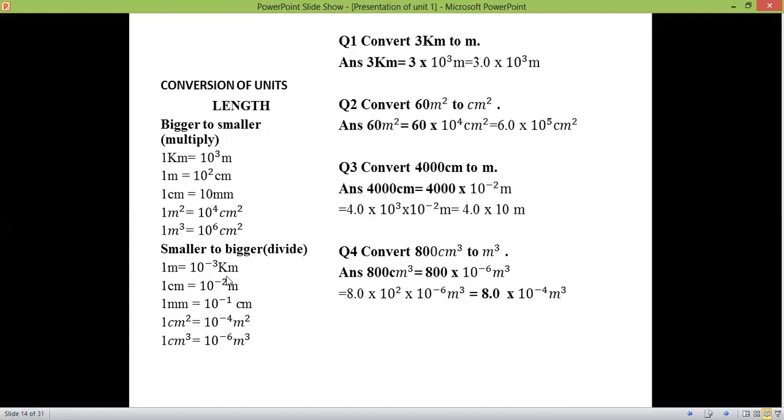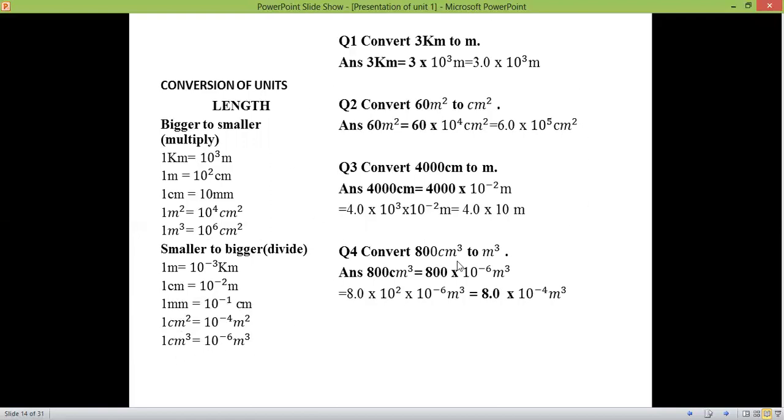Now over here the opposite relations are written. In 1 meter there are 10 to the power minus 3 kilometer, that is, it is being divided by 1000. In 1 centimeter there are 10 power minus 2 meter. In 1 millimeter there are 10 power minus 1 centimeter, that is 1 by 10 of centimeter. In 1 centimeter square there are 10 power minus 4 meter square, and in 1 meter cube there are 10 power minus 6 meter cube.